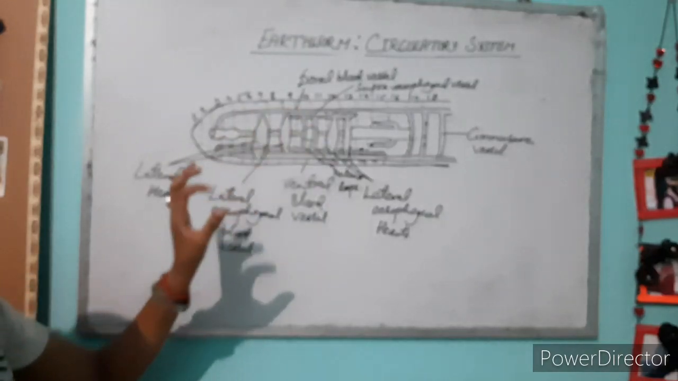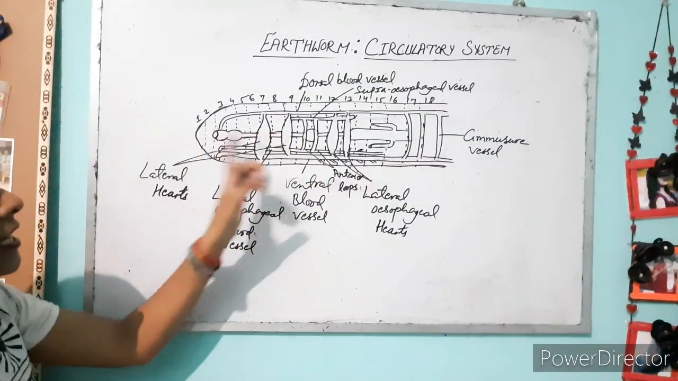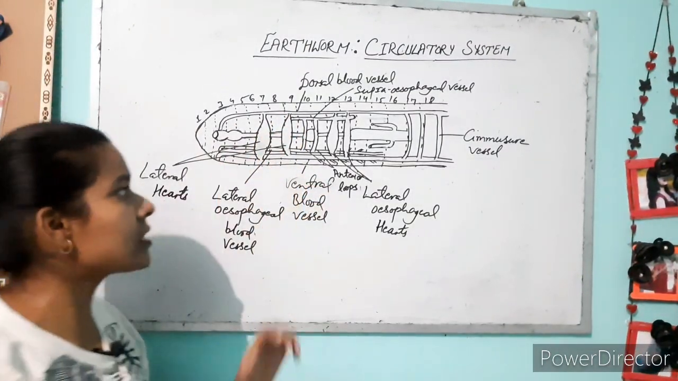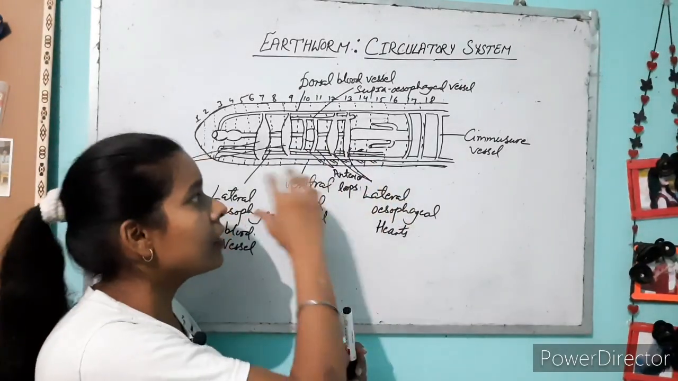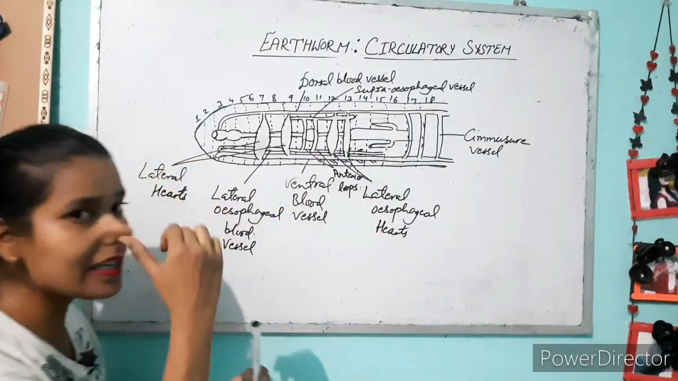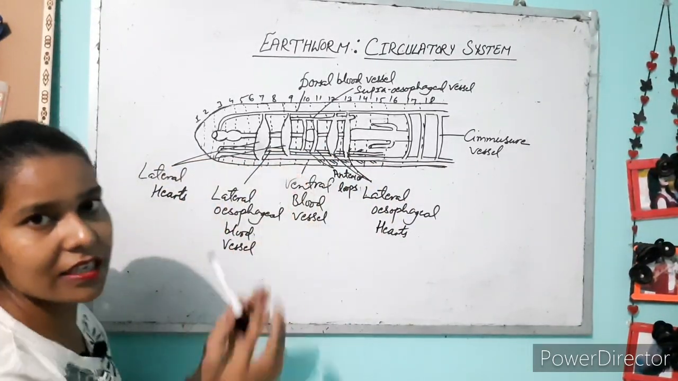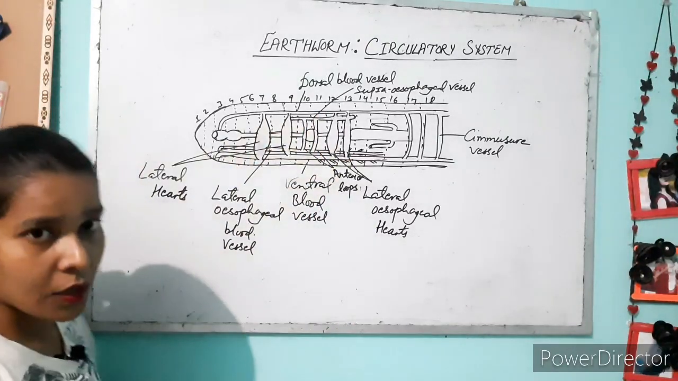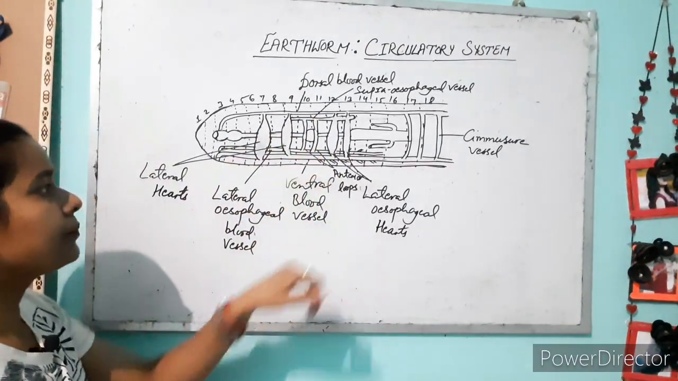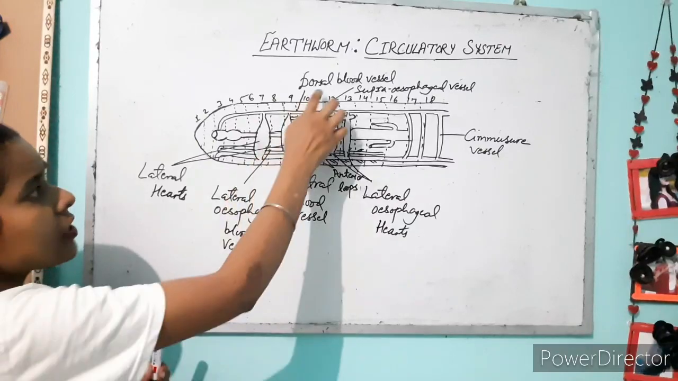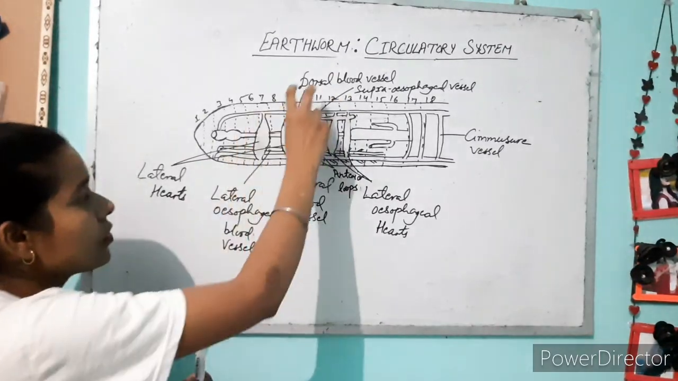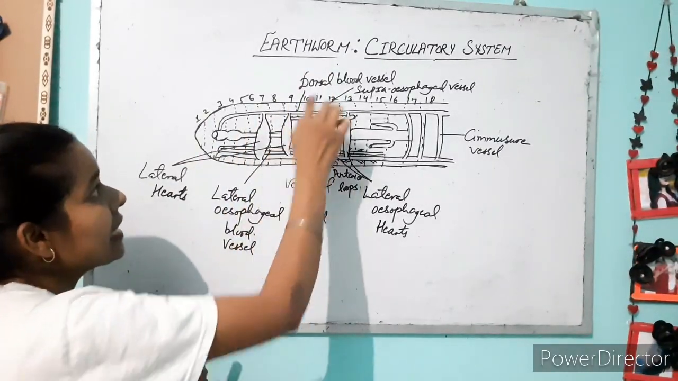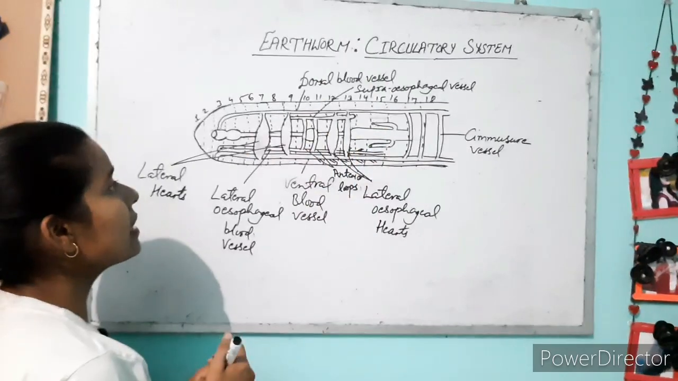This is the circulatory system of earthworm, the arrangement of the vessels in the circulatory system of earthworm. Let me explain the functions, how the circulatory system functions in their body. Let's see the dorsal blood vessel.